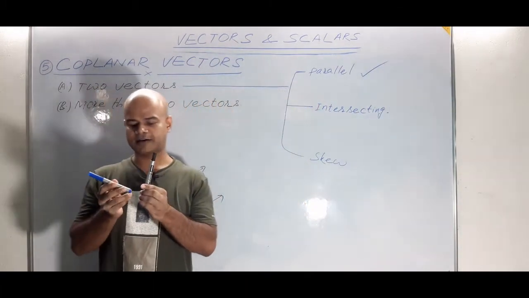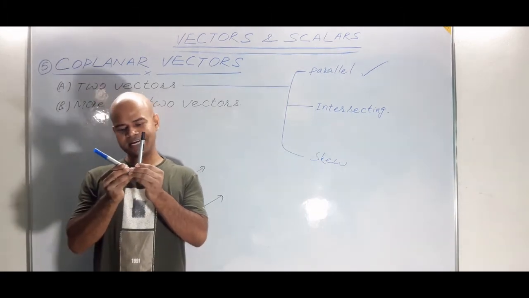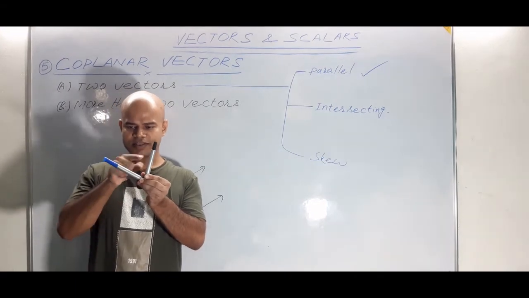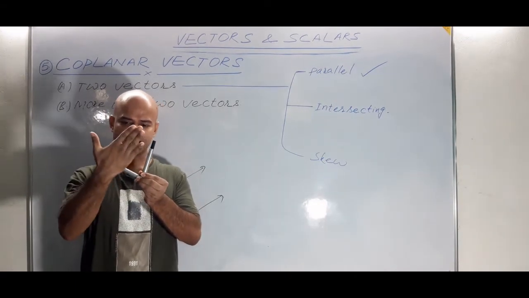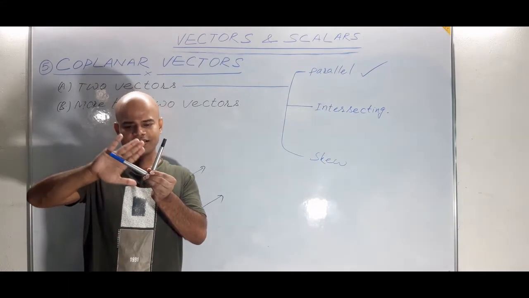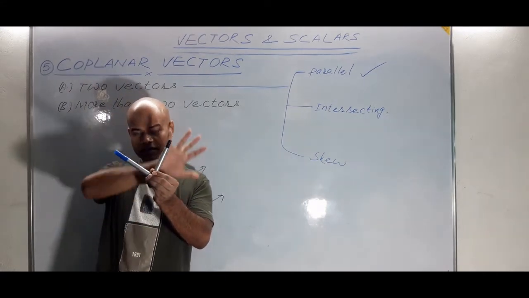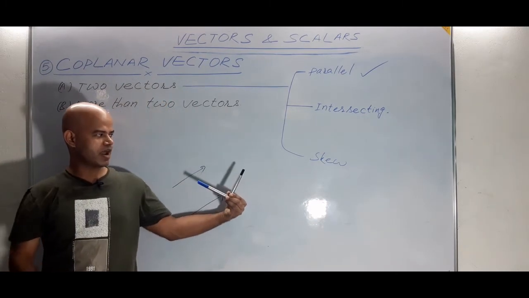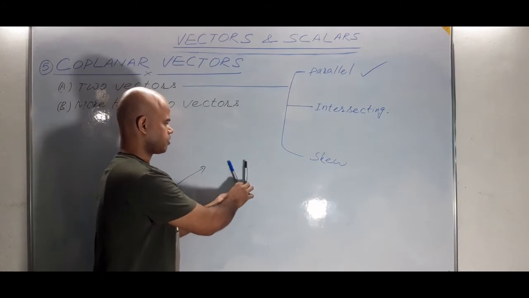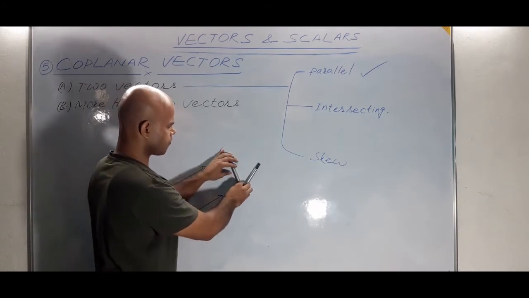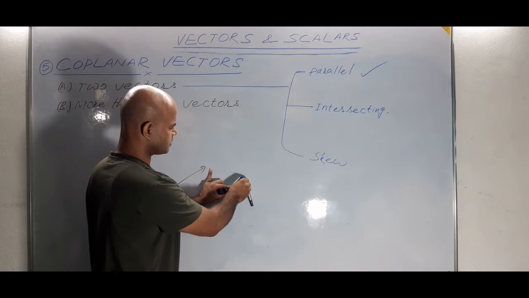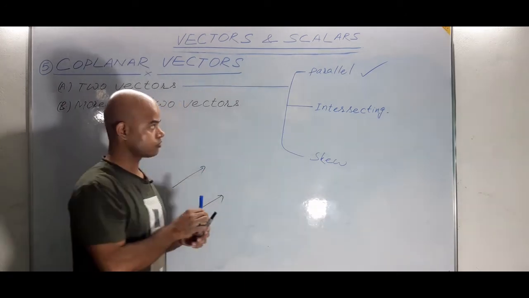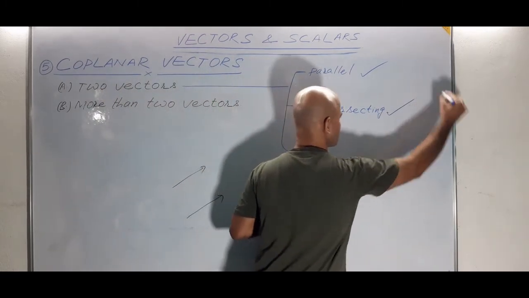What about intersecting vectors? If the two vectors are intersecting, again you can use the same concept. The region between these two vectors, if you fill this area and extend it everywhere, that is the plane which will contain both of these vectors, right? Both of these vectors lie in the plane of the board. Whatever be the angle, that doesn't matter. Two intersecting vectors are always coplanar.